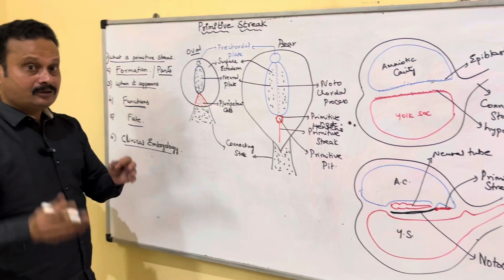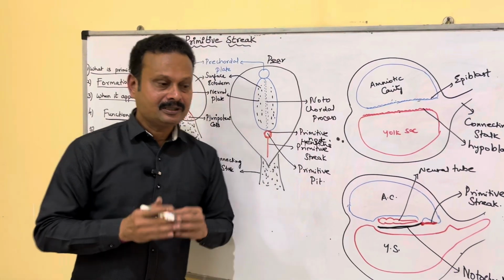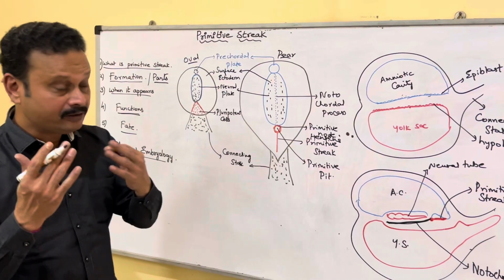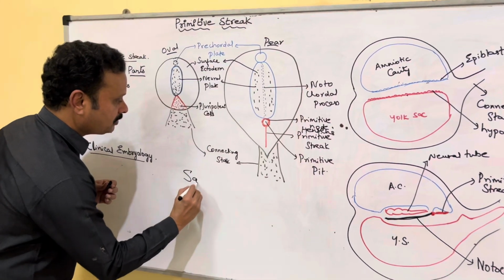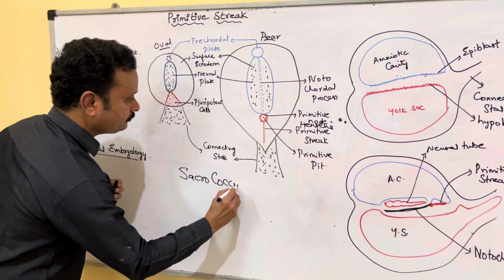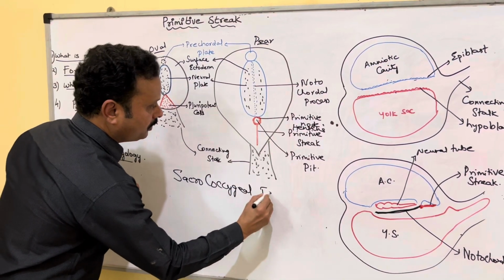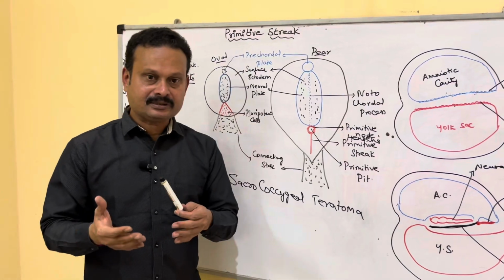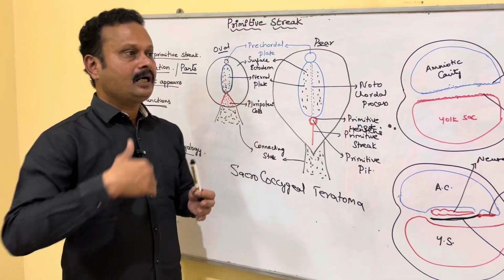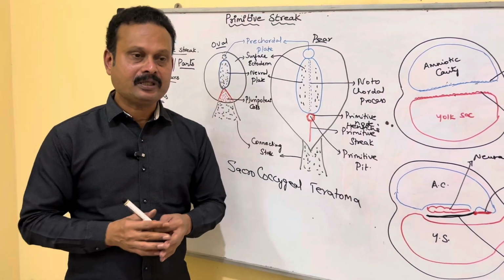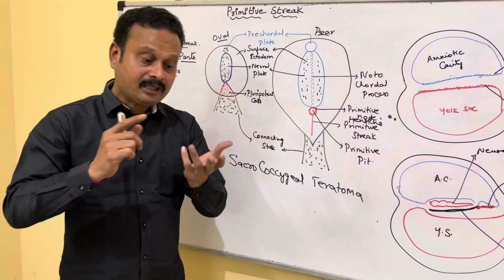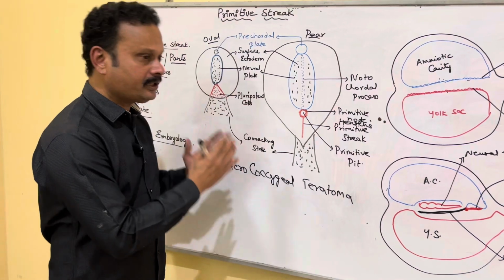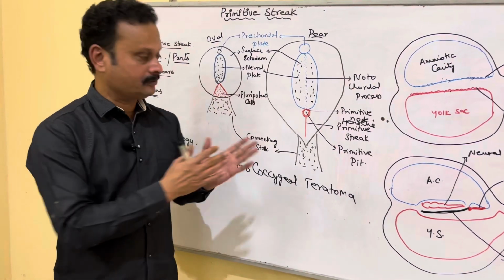Clinical embryology. Those cells which remain may proliferate because they are pluripotent and may give rise to sacrococcygeal teratoma. Those primitive streak cells which are left over may proliferate and give rise to sacrococcygeal teratoma, which can turn big, may cause obstruction in labor, may cause the death of the baby, and it is one of the commonest embryological tumors of the newborn.